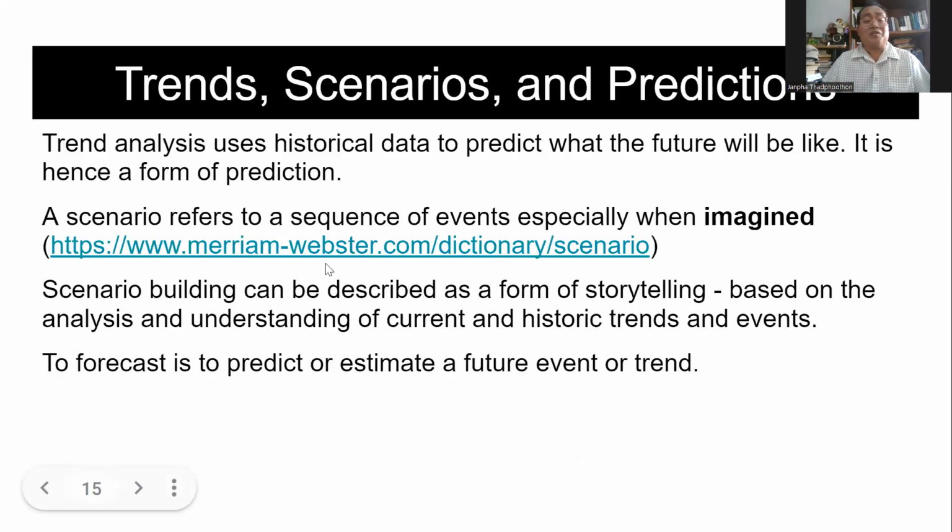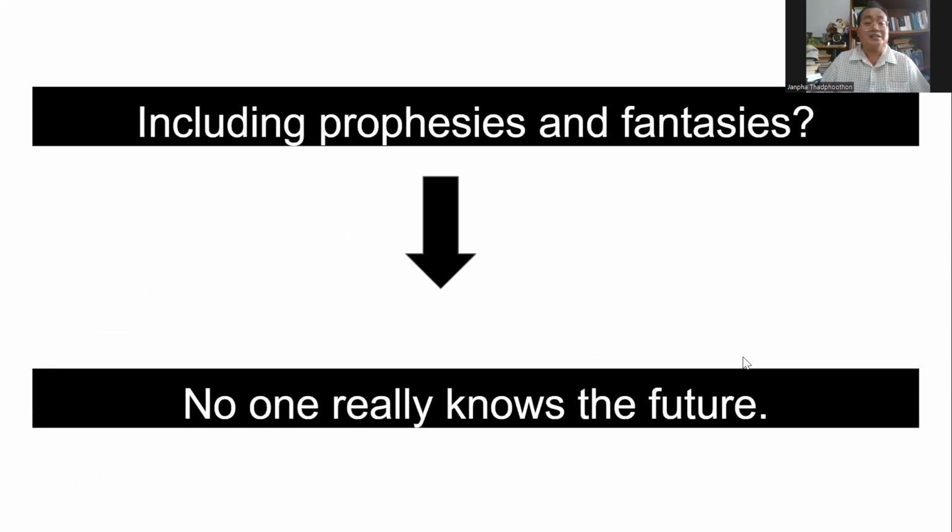And there are many terms when we talk about future predictions. The term I'm using here is very inclusive, entailing the words trends, scenarios, prediction, forecast, and maybe including imagination, prophecy, and fantasies. The thing to bear in mind is that no one really knows the future, and the future can be very unpredictable.